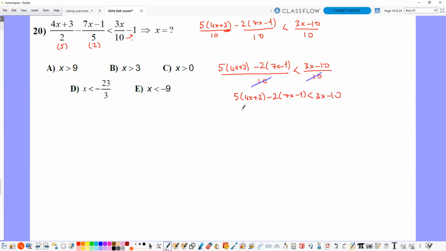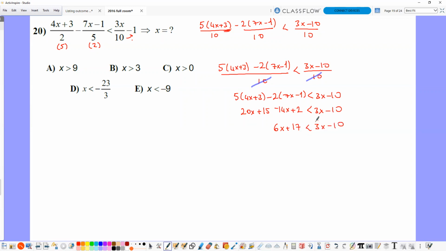Let's open them. 5 times 4x is equal to 20x, plus 5 times 3 is equal to 15. Minus 2 times 7x is equal to minus 14x. Minus 2 times minus 1 is equal to plus 2. So it is less than 3x minus 10. And 20x minus 14x is equal to 6x plus 17. It's going to be less than 3x minus 10.